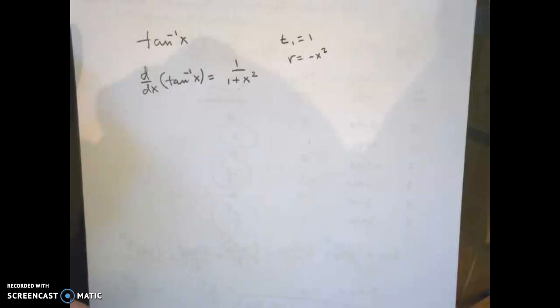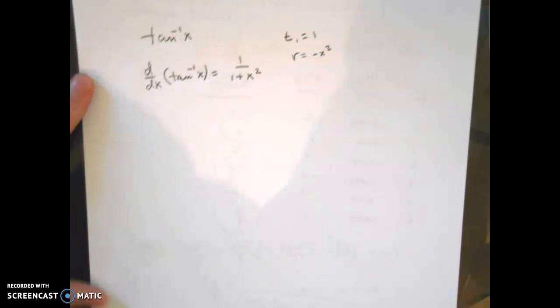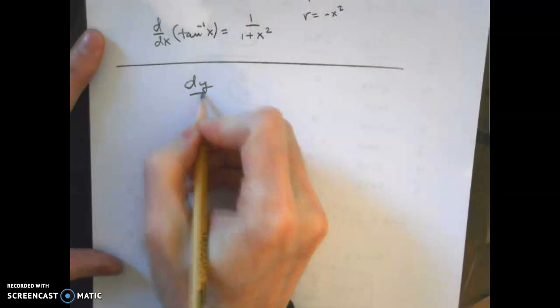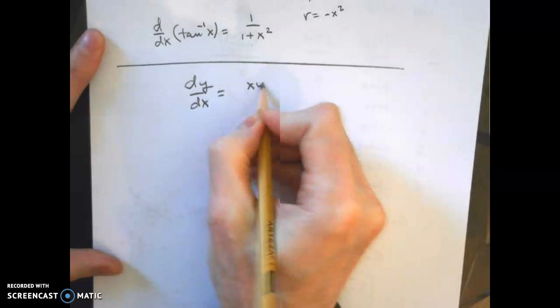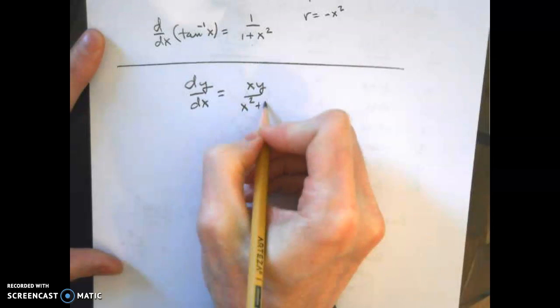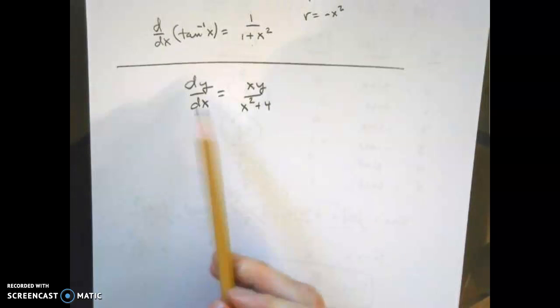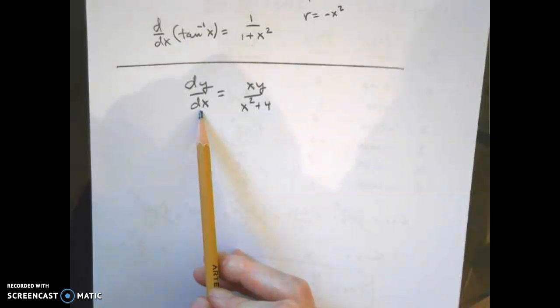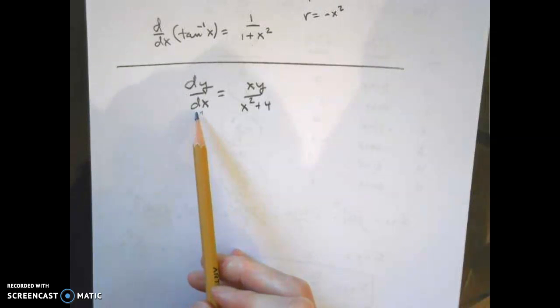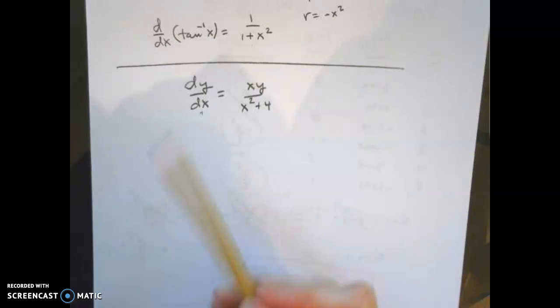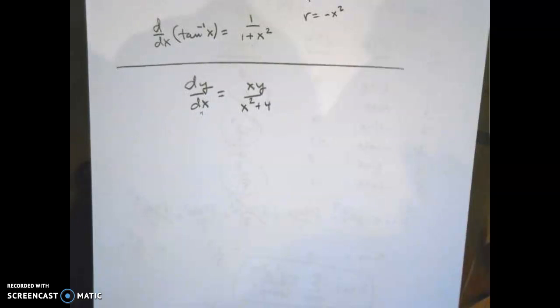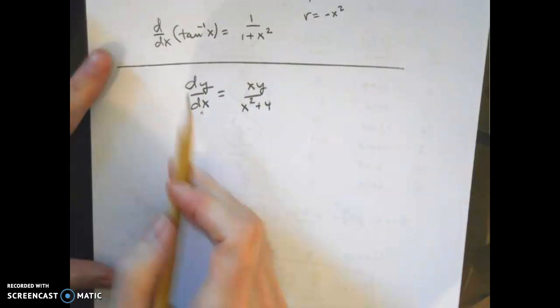But I want to go over one question. Number 1 on the back side of the worksheet: consider the differential equation dy/dx equals xy over x squared plus 4. Now, a differential equation is any equation that has a derivative in it. This is called a first-order differential equation because we only have a first derivative. It would be second order if there was a second derivative of y and maybe a first derivative of y. You look at the highest derivative, and that would be the order of your differential equation. This is just first order.